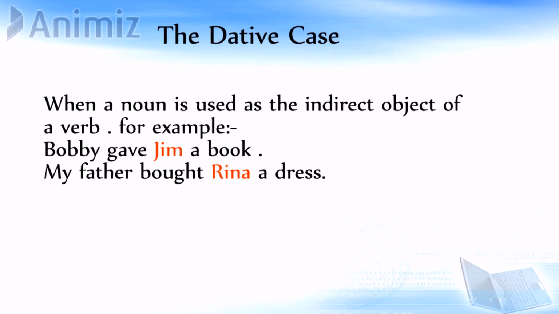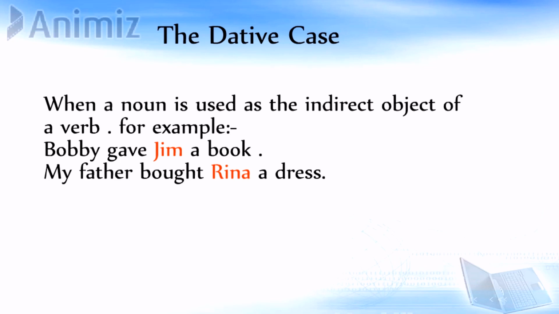So, Bobby gave Jim what? A book. A book is the direct object. Whom did he give it to? To Jim. So, Jim is the indirect object. So, the indirect object Jim is dative case.